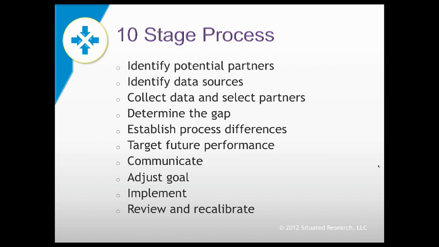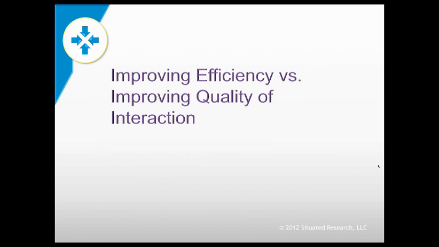It's usually a 10-stage process. So we identify potential partners, we identify data sources, we then collect that data and select our partners. We determine the gap, establish process differences, target future performance, communication's key. We adjust our goals, we implement, and we review and recalibrate all the time. It's an ongoing process.